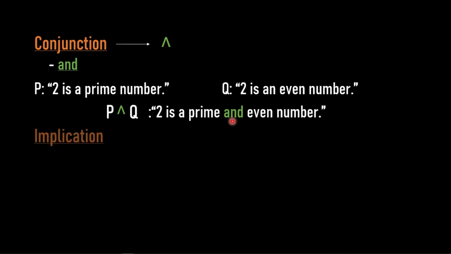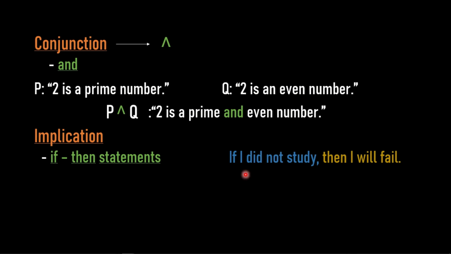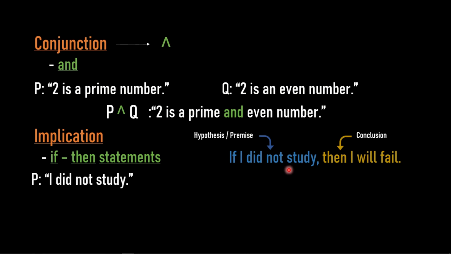Last, we have implication. These are used in conditional statements or if-then statements. The example of if-then statements is this: if I did not study, then I will fail. The if statement here is what we call the hypothesis or premise, and the then statement here is what we call the conclusion. We can use propositional variables to represent the hypothesis and conclusion. So we write the statement P as I did not study and statement Q, I will fail.